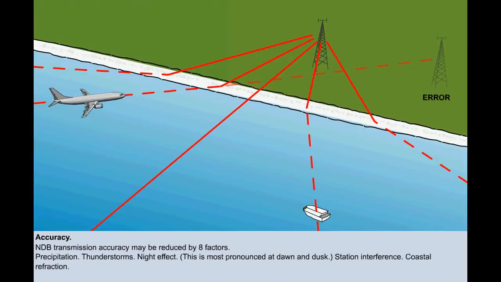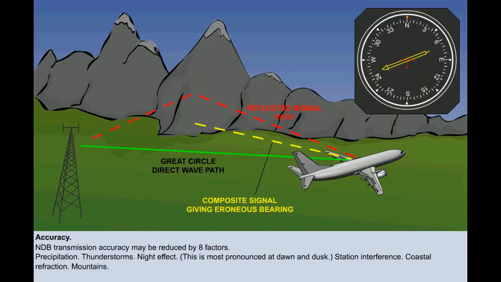Coastal refraction, caused by radio waves travelling faster over sea than land, results in radio waves which cross the coast at angles other than 90 degrees, the normal, bending away from the normal as they cross from land to sea. The greater the angle of the point of crossing from 90 degrees, the greater the error. Mountains can cause reflections and diffraction of radio waves. The solution is to fly higher.